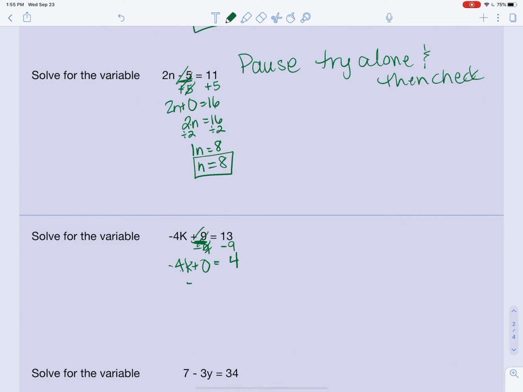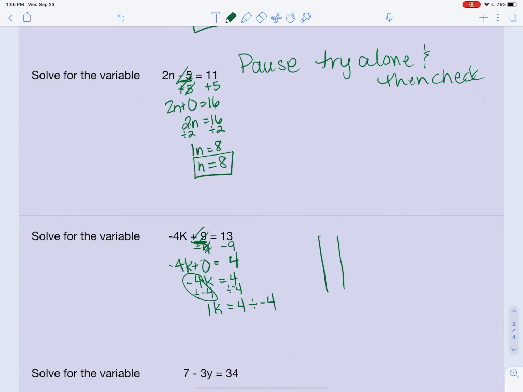I'm going to rewrite this as negative 4k equals 4 because I don't need that 0. Negative 4k means negative 4 times k. I'm going to divide both sides by negative 4. That turns this into 1, positive 1. But this side is 4 divided by negative 4.